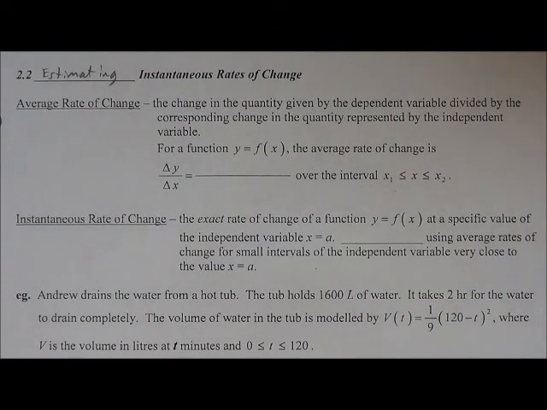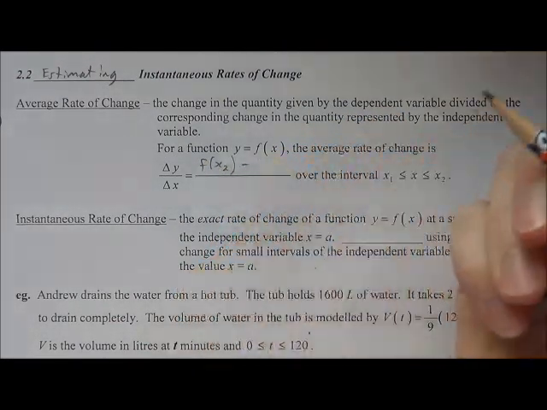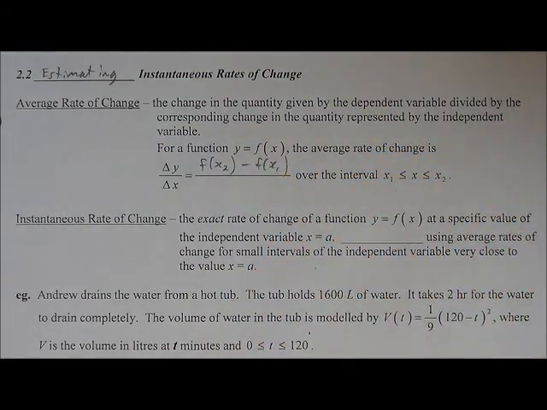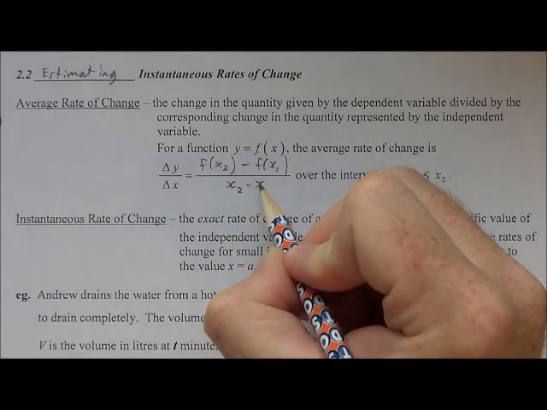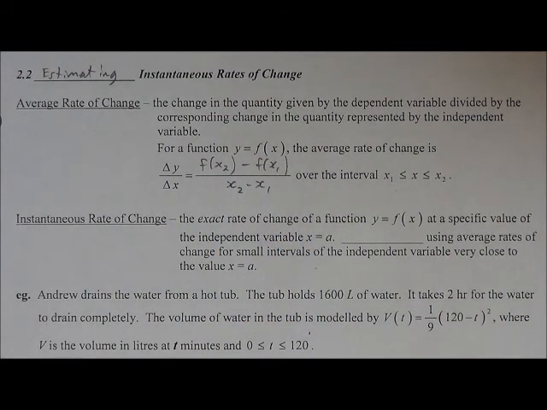So we'll take a look at a couple different types of rates of change. One of them is the average rate of change, which is the change in the quantity given by the dependent variable divided by the corresponding change in the quantity represented by the independent variable. So for any function y equals f of x, the average rate of change is f of x2, or y2, minus f of x1, or y1, all over x2 minus x1. Hopefully you will recognize that as the formula for slope, which you've seen in past years.